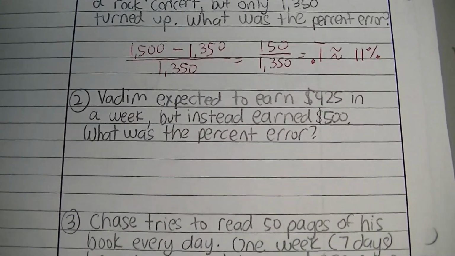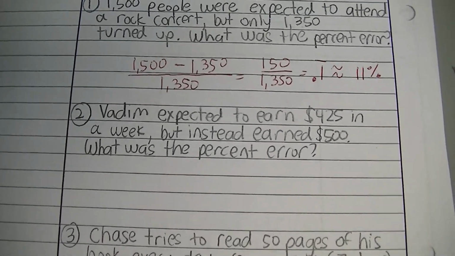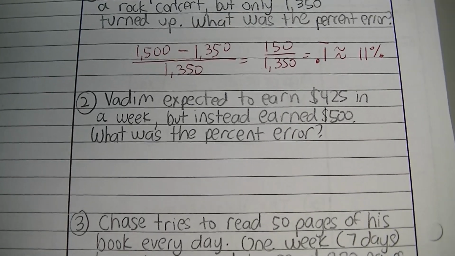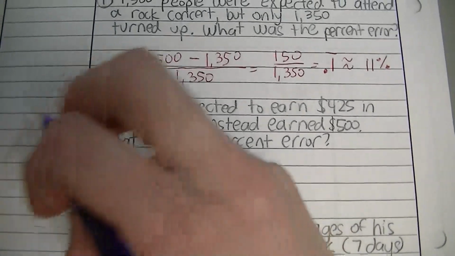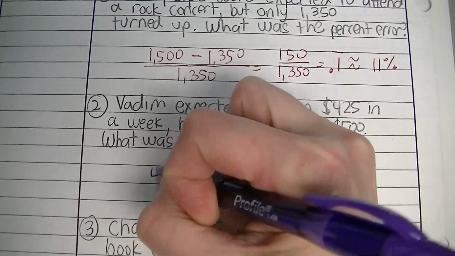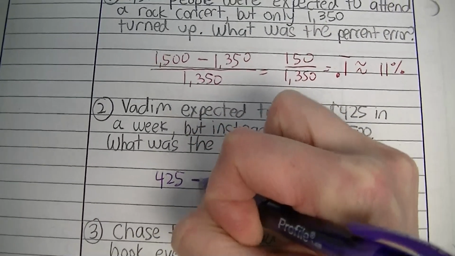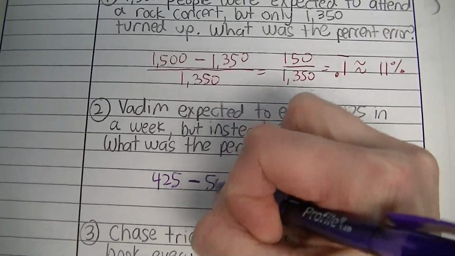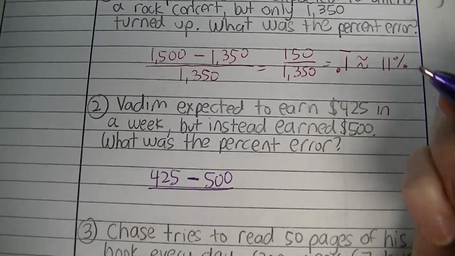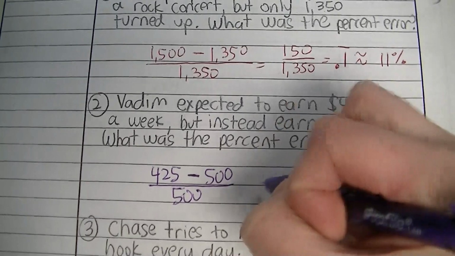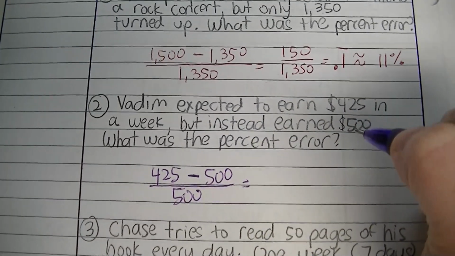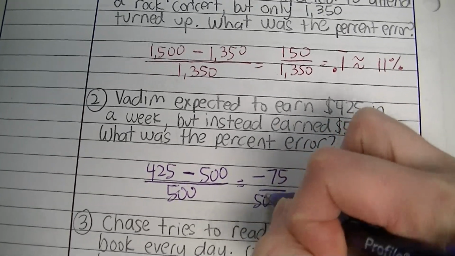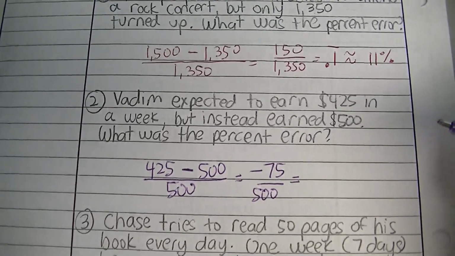Okay, number 2. The dean expected to earn $425 in a week, but instead he earned $500. What was the percent error? Again, you're going to start with the approximate, $425. And then you're going to subtract, always subtract what really happened, or what he really earned. He really earned $500. Then you're going to divide that by what really happened, which was $500. 425 subtract 500 is negative 75 over 500.